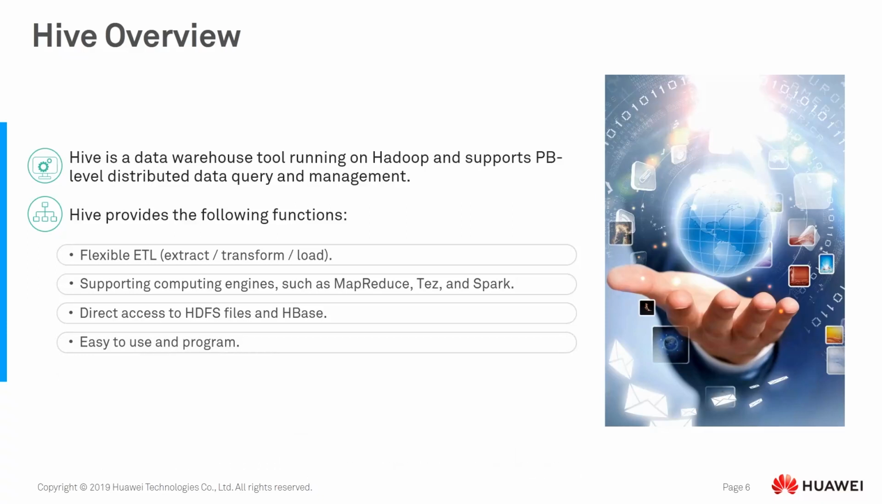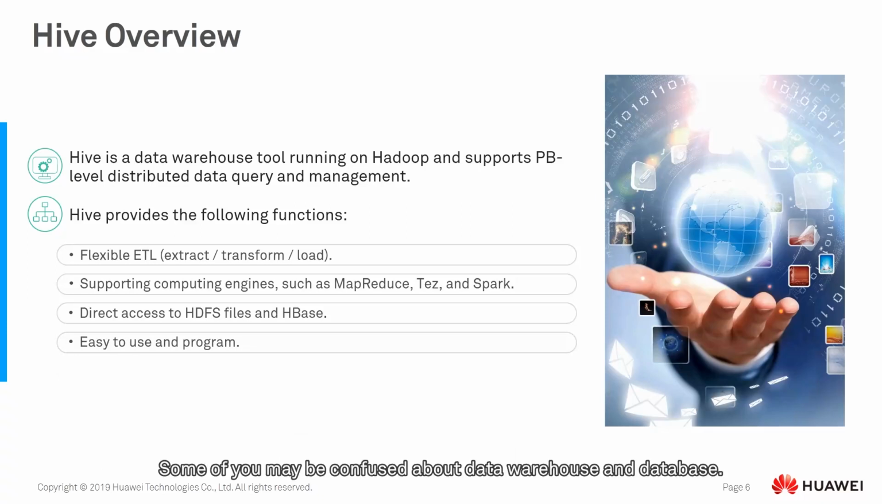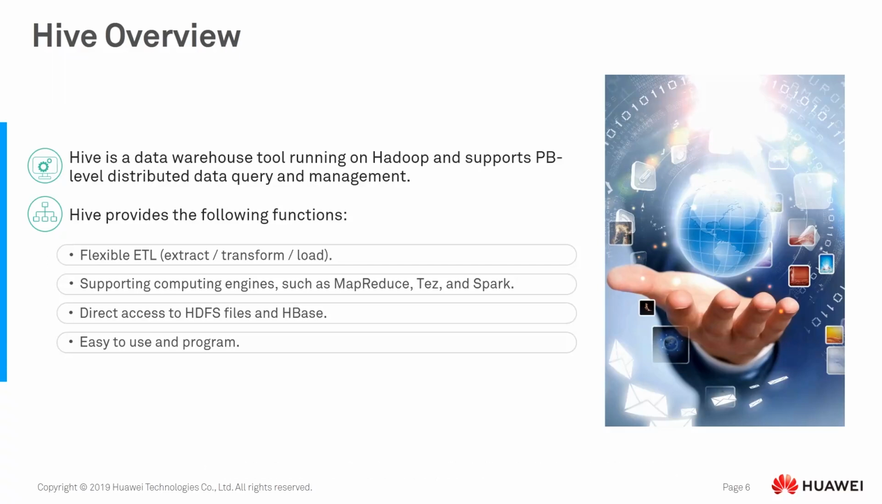Here, one more thing to notice. Some of you may be confused about data warehouse and database. Data warehouse is a system used for reporting and data analysis. It generally refers to the combination of many different databases across an entire enterprise. It usually stores historical data so that all of the relevant data may be used for analysis. Database is an organized collection of data. Data from various sources are collected into a single place. This place is the database. It usually stores current data for querying.